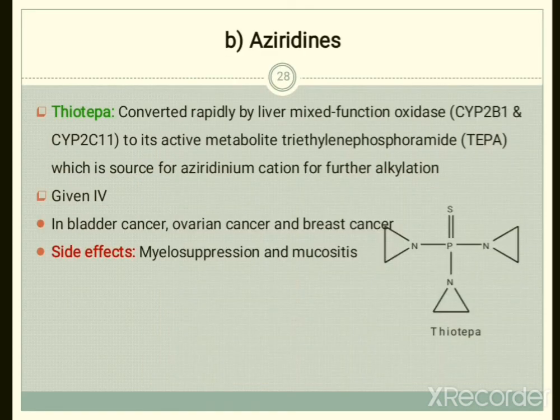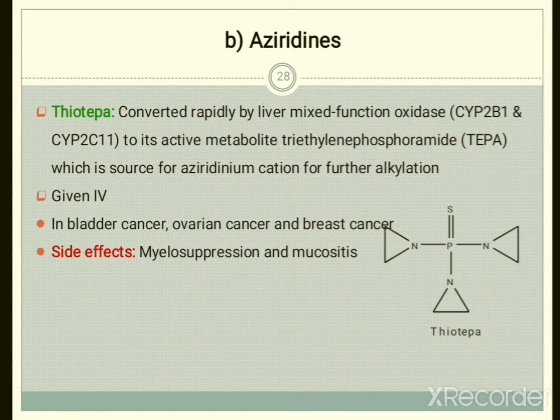Further, the next subclass of alkylating agents is aziridine derivatives. Thiotepa is the one and only example from this category. It is converted rapidly by the liver mixed function oxidases, CYP2B1 and CYP2C11.